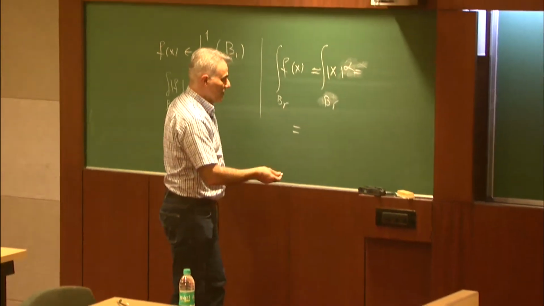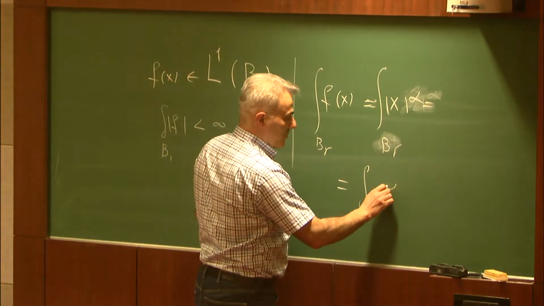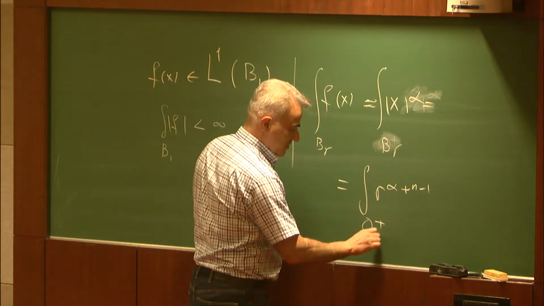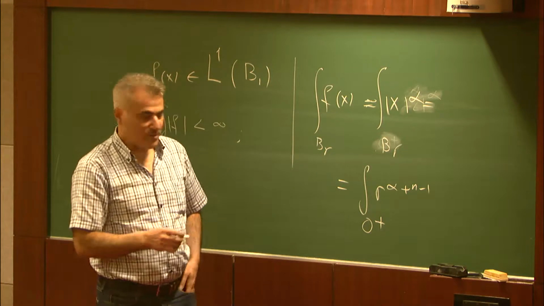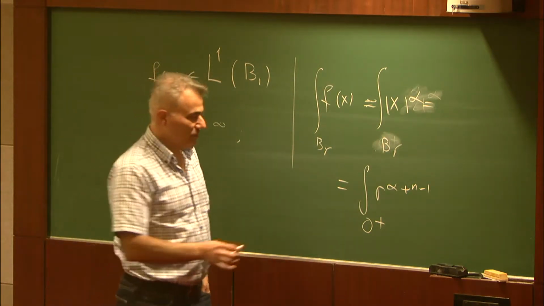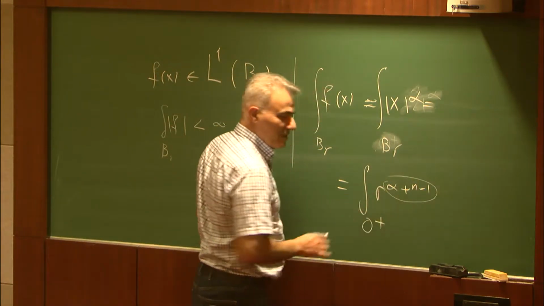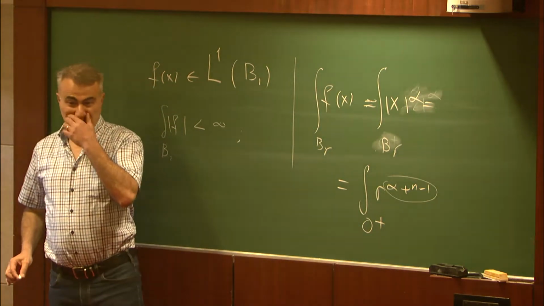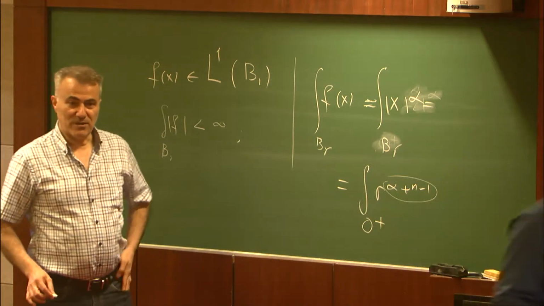In polar or spherical coordinates, the element is r to the power alpha plus n minus 1. This function is integrable if this is bounded, and that already tells you what the power should be. Alpha plus n should be larger than 0. So if alpha plus n is larger than 0, then you get integrability.